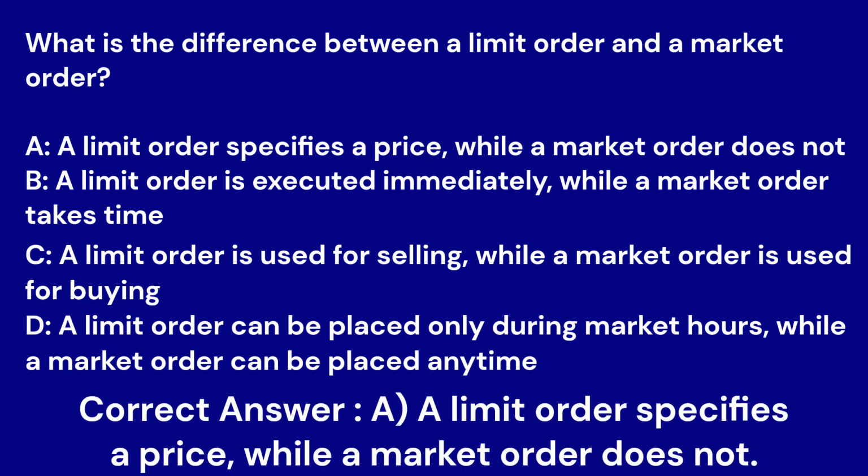The correct answer is Option A. A limit order specifies a price, while a market order does not. A limit order allows investors to set the maximum price they are willing to pay or the minimum price they are willing to accept.